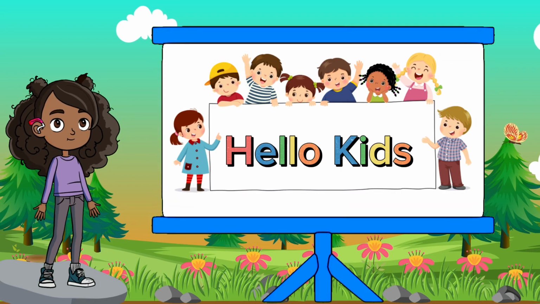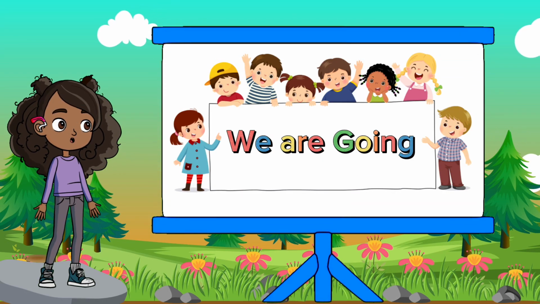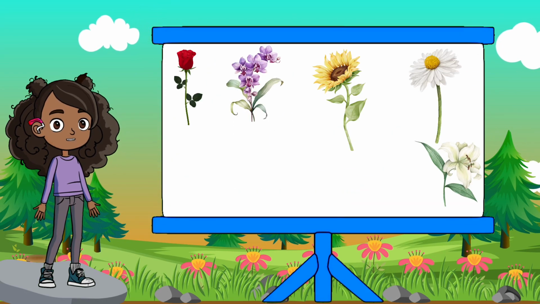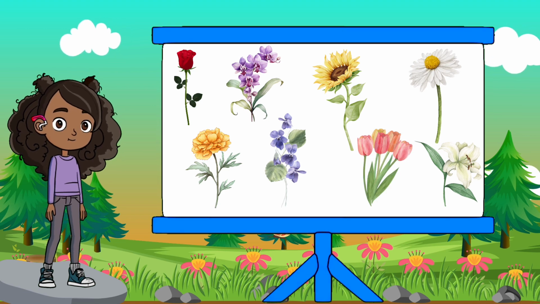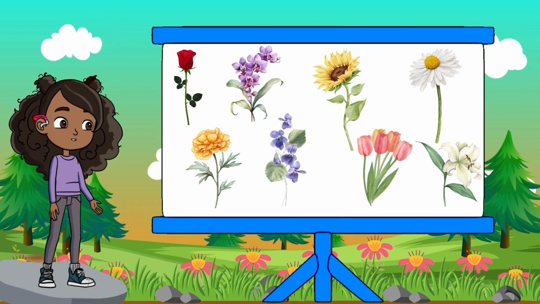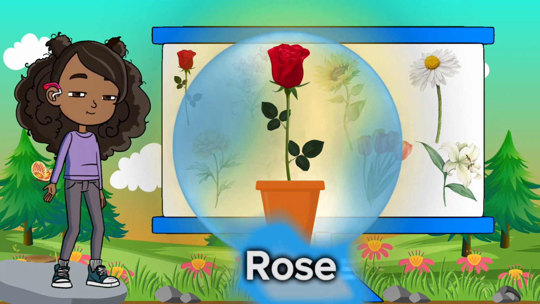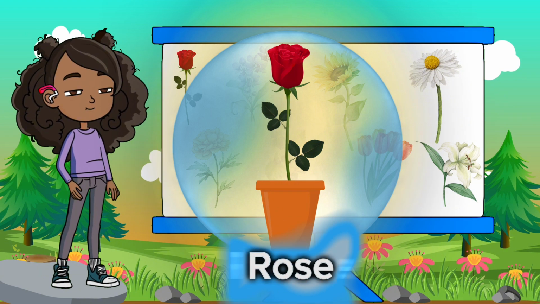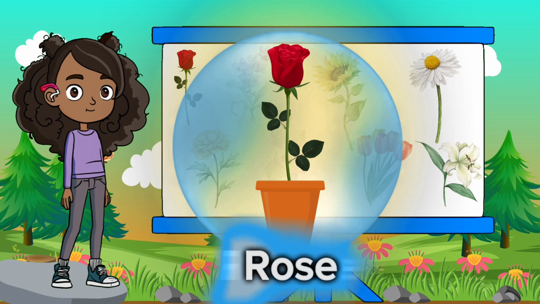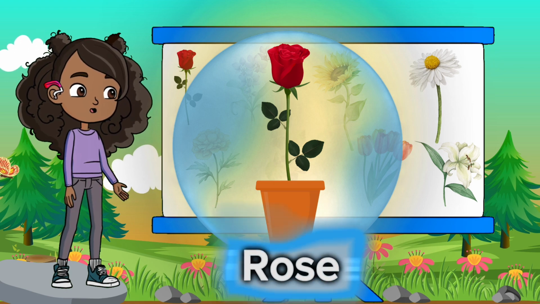Hello kids! Today, we are going to learn the names of flowers, letter by letter. Let's start and have some fun. R is for rose. R-O-S-E. Rose. Look at this beautiful red rose.